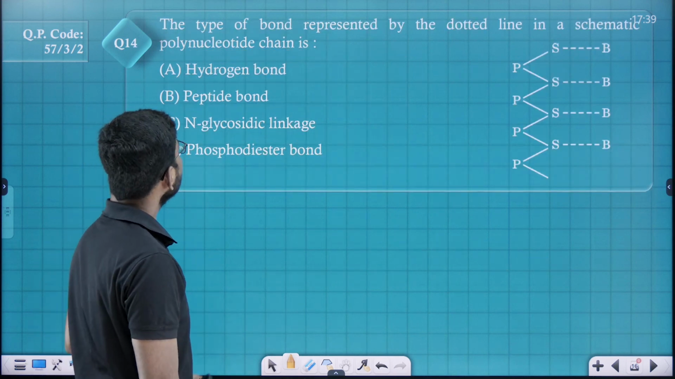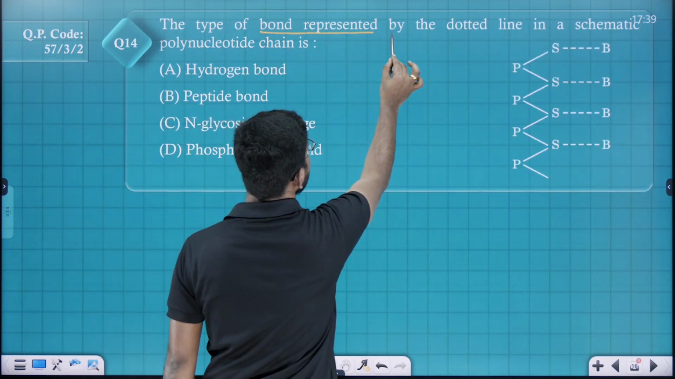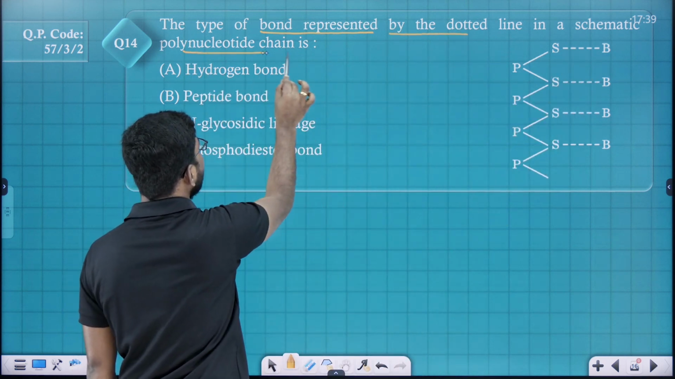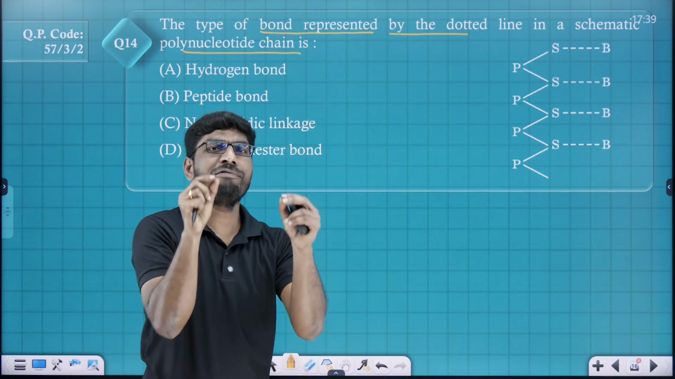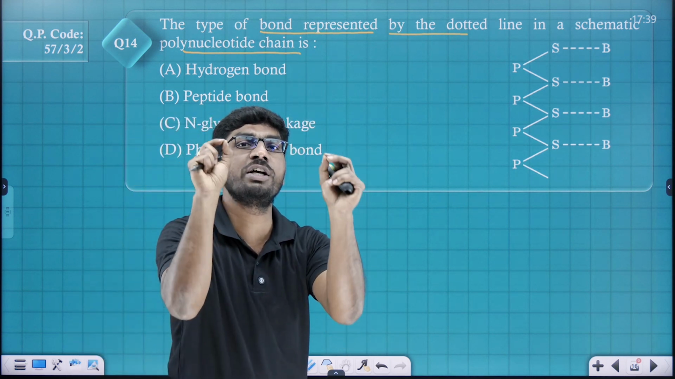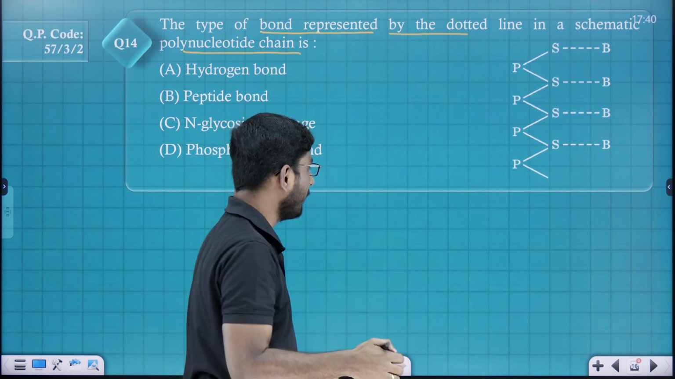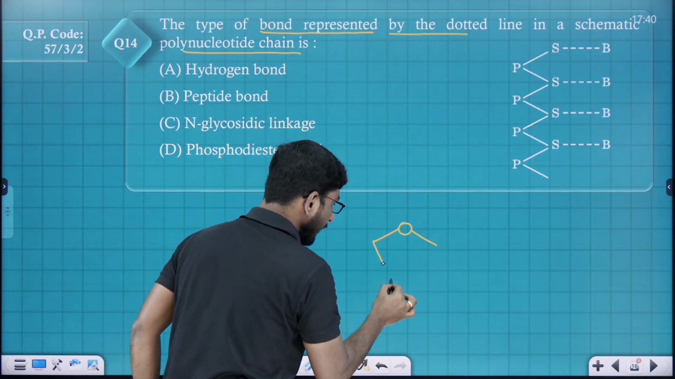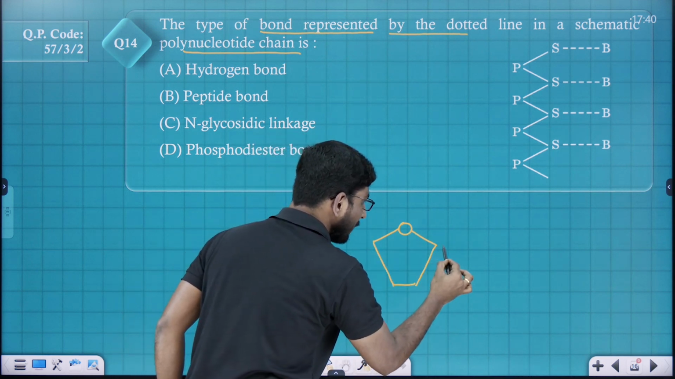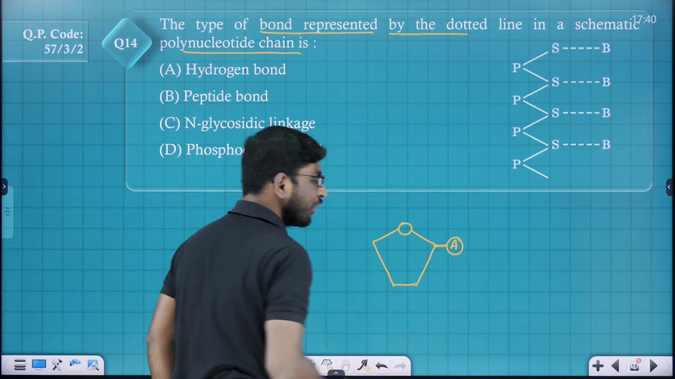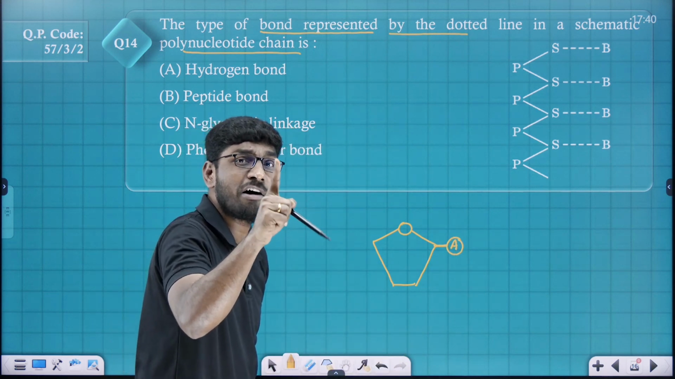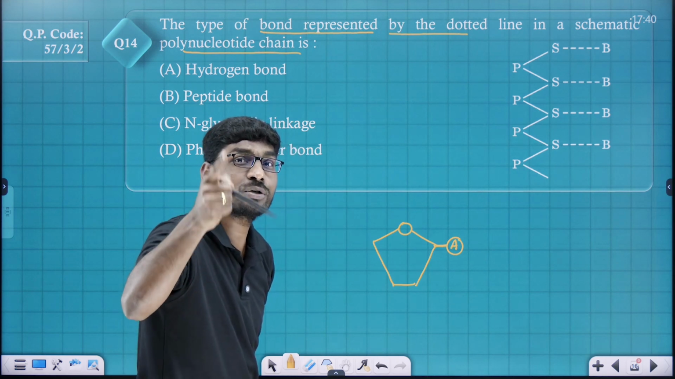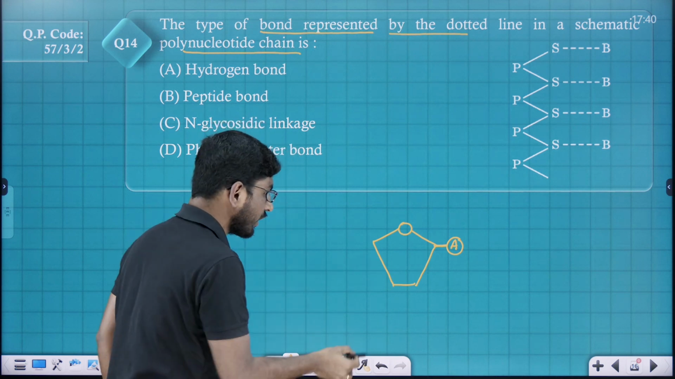Question number 14. The type of bond represented by this dot in a schematic polynucleotide chain. If you know the structure of a nucleotide, let me draw one. This is pentose sugar. I'm taking a DNA nucleotide. Carbon number 1, this carbon number 1, adenine. That means the nitrogen base is attached to the first carbon of the pentose sugar. The bond name is N-glycosidic bond.